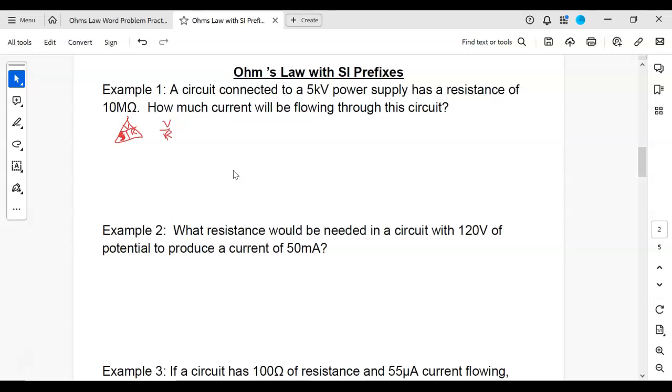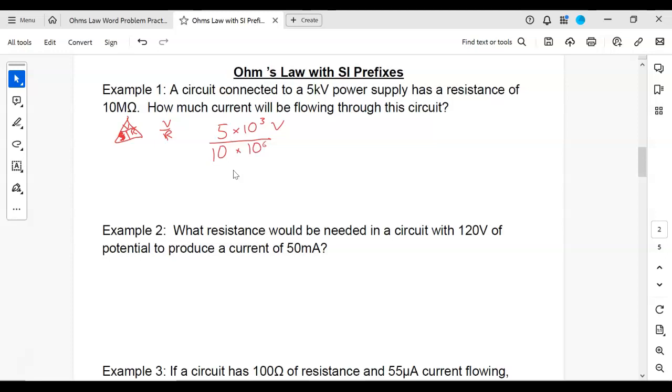Now the second thing we need to do is figure out what these prefixes are, and we need to actually write them out. So in this case, if we have 5 kilovolts, that's going to be what's on top of this equation here. This is 5 times 10 to the third volts. And then we're going to divide that by 10 mega ohms, which is 10 times 10 to the 6, since mega on our chart is 6.